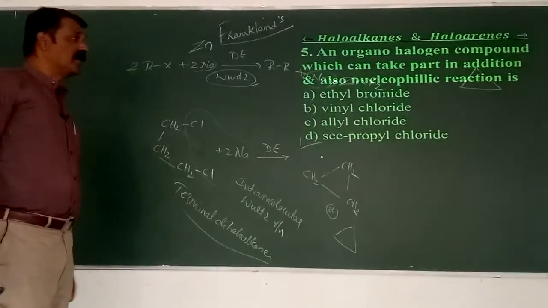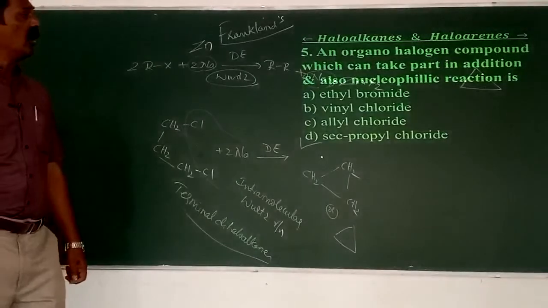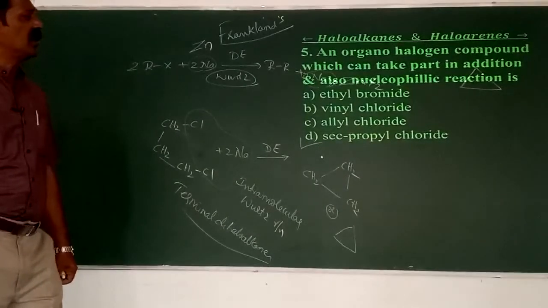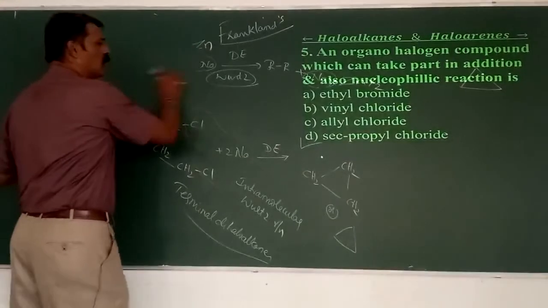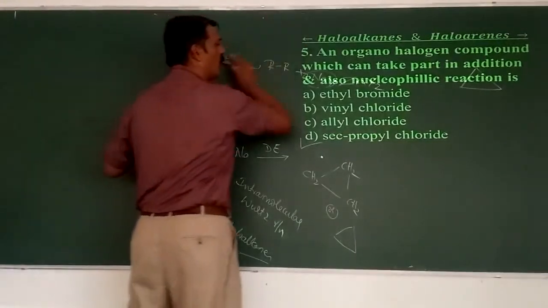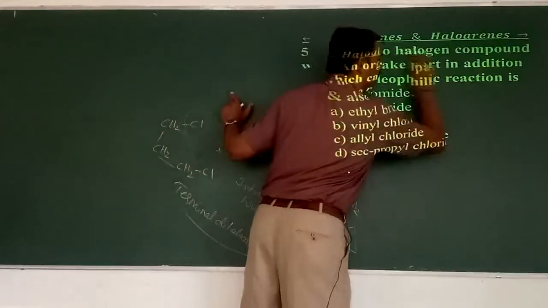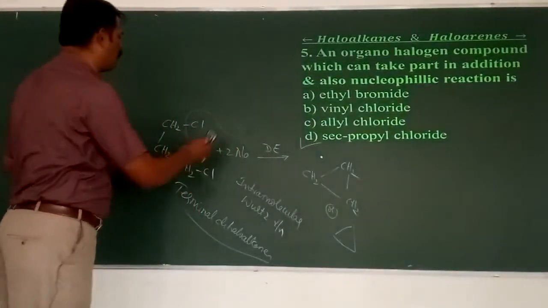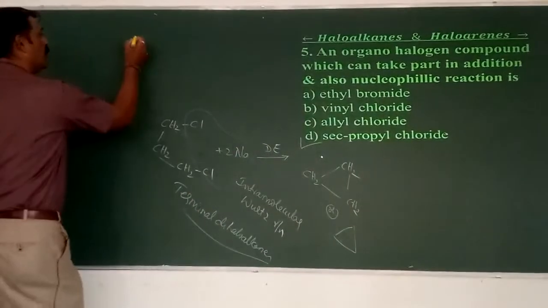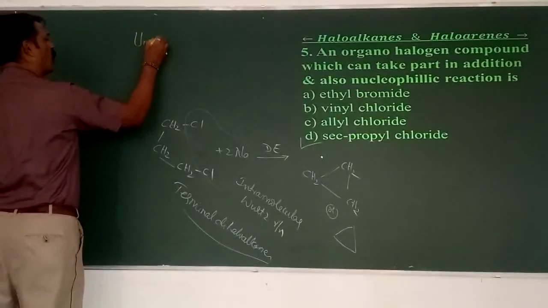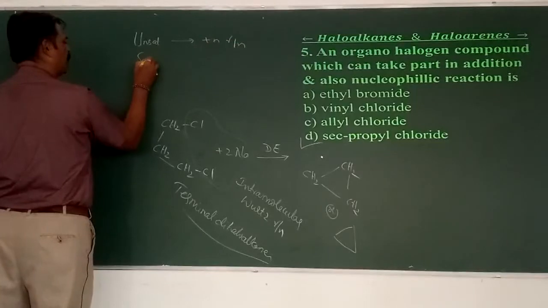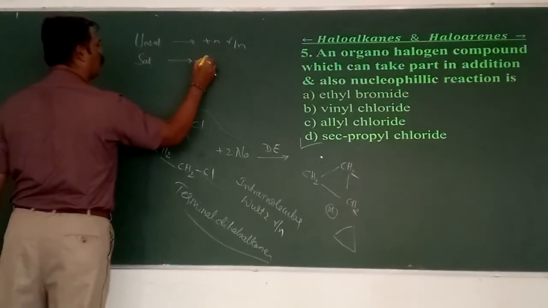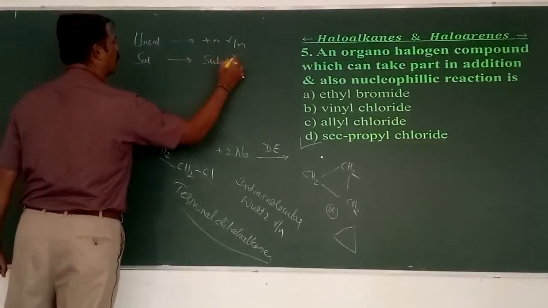Next we will move on to the fifth one here. An organohalogen compound which can take part in both the electrophilic addition as well as the nucleophilic substitution reaction is. So usually what we have preferred is unsaturated compounds undergo addition reaction, whereas saturated compounds undergo substitution reaction.